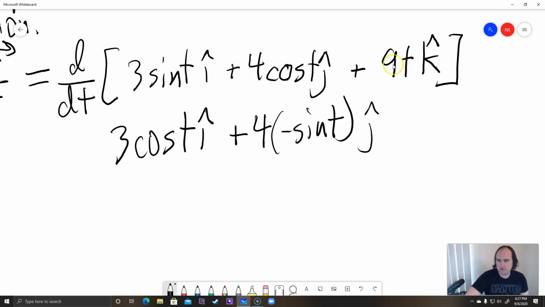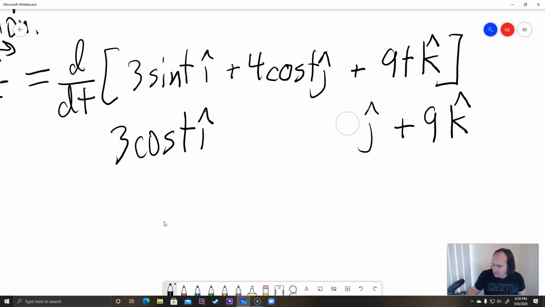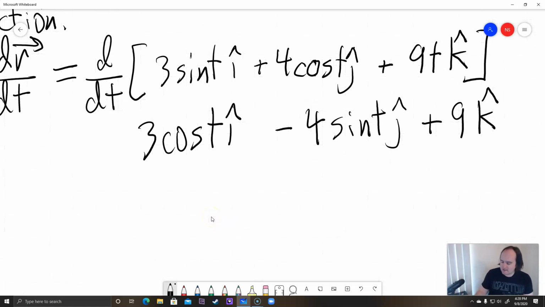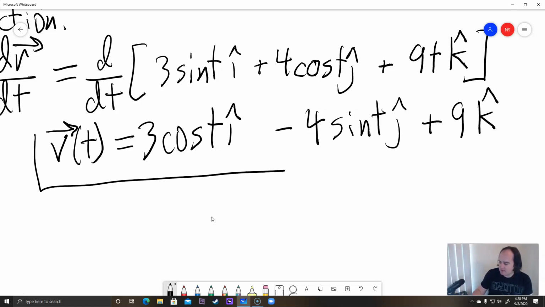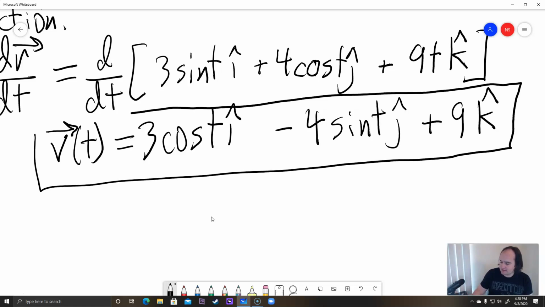And then for our last component, the z component, the derivative of 9t is 9. So for our last component, we just have 9 times k. For our middle component, we can bring the minus out front. So instead of writing plus 4 times negative sine t, I'll write minus 4 sine of t times j. And what we just found is the velocity of the particle, v of t. So I'll go ahead and box that one. That was the first thing they asked us to find.